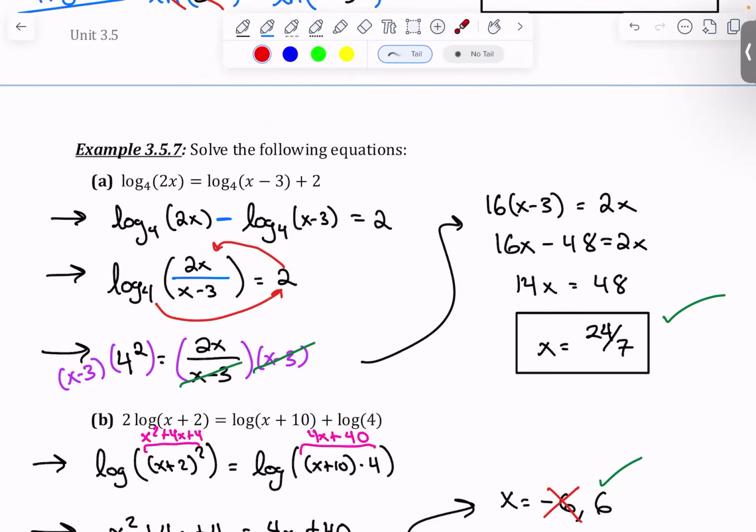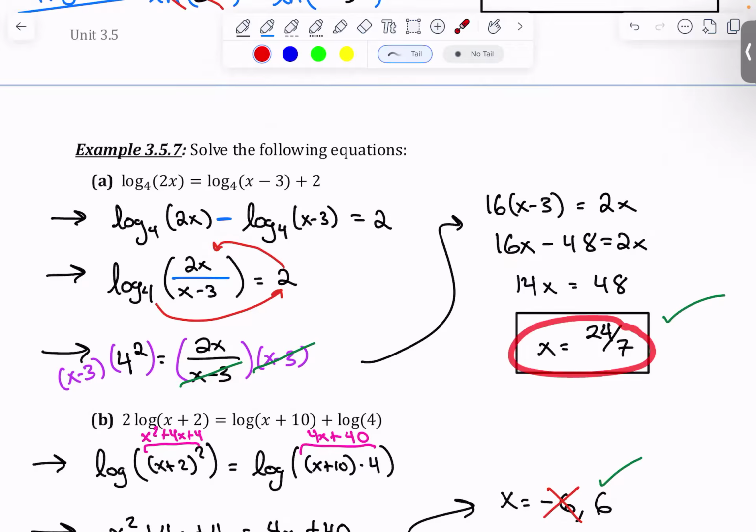That is once again a rational equation, which we don't want to deal with the fractions. So we'll multiply both sides by x minus 3. Doing so gives me 4 squared, which is 16. So it gives me 16x minus 48 is equal to 2x. Subtract 2x from both sides, add 48 to both sides to get 14x equals 48. And divide both sides by 14, which reduces down to x equaling 24/7.